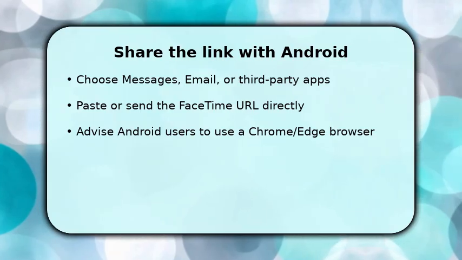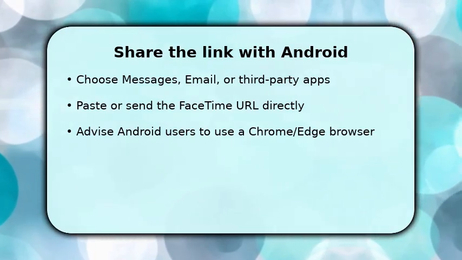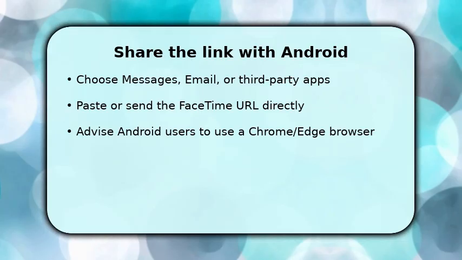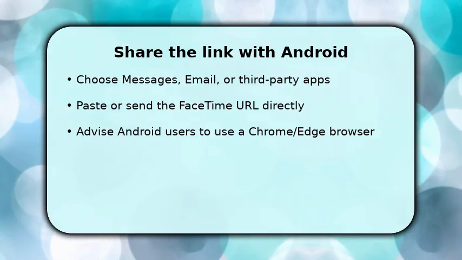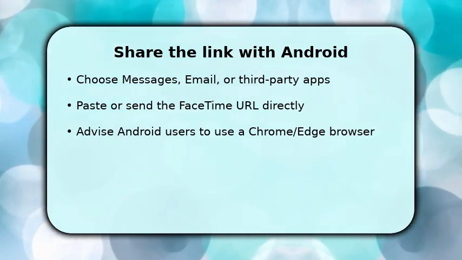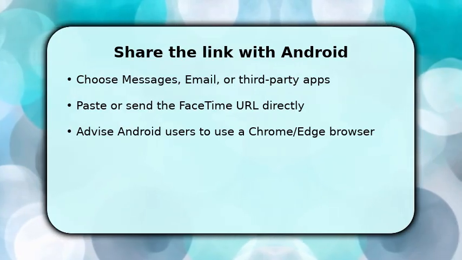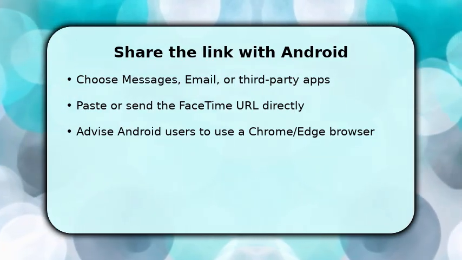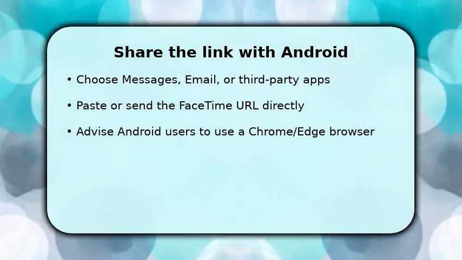Once they open the URL, they'll enter their name and request to join. You'll see a pending join in your FaceTime app. Approve it to admit them into the call. Finish by monitoring join requests in FaceTime and approving Android participants. Once they connect, verify audio and video.